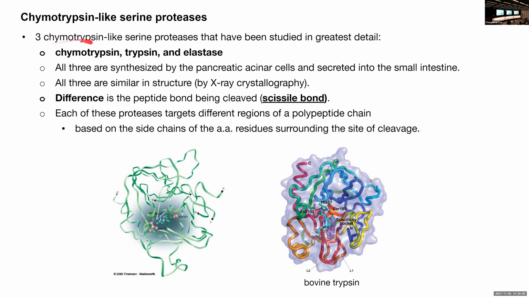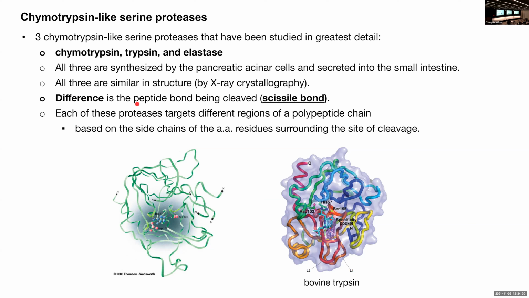They have three major proteases: chymotrypsin, trypsin, and elastase. And again, we're going to talk all about them, like their properties, their substrates, the specificity, and so on. These all three are synthesized in a similar place, the pancreatic acinar cells, and secreted into the small intestine. So basically, that's for digestion, right? And all three are similar in their structures, which was validated by X-ray crystallography.